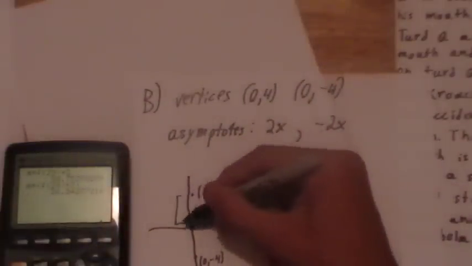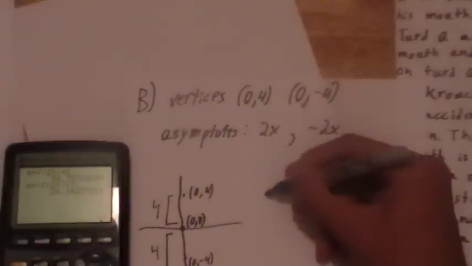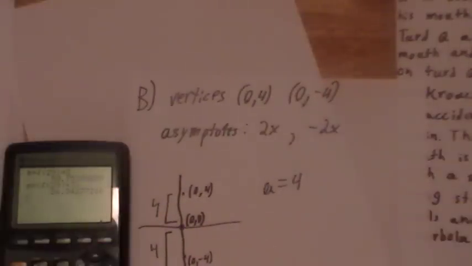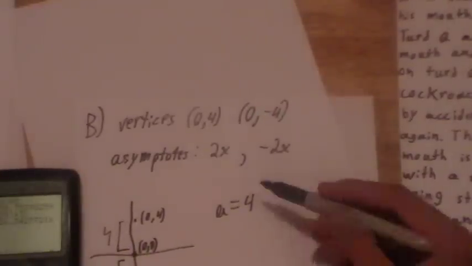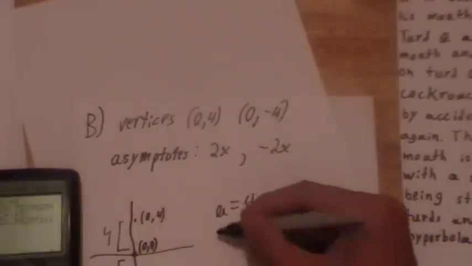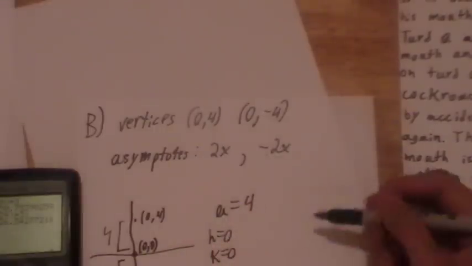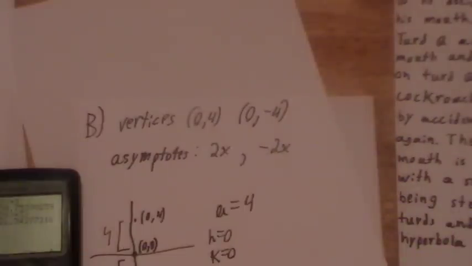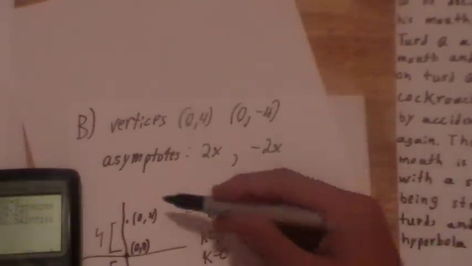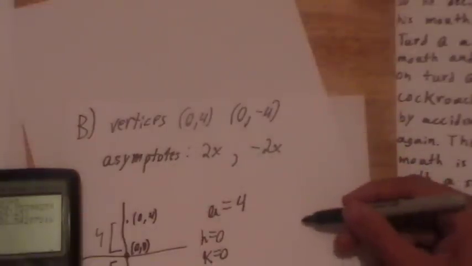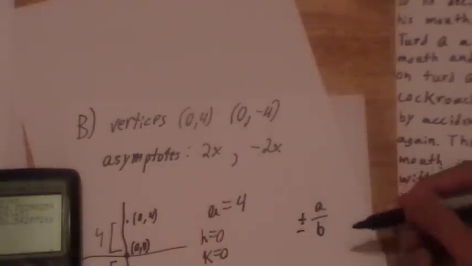So here's what we have to do. Our a is the distance from our center to our vertices, which is 4 for both of them. So a equals 4. Next, we have to use the asymptotes to find our b, because we know our center: h is 0 and k equals 0. So all we need is b to finish the equation. The asymptote for a vertical hyperbola is plus or minus a over b, right?